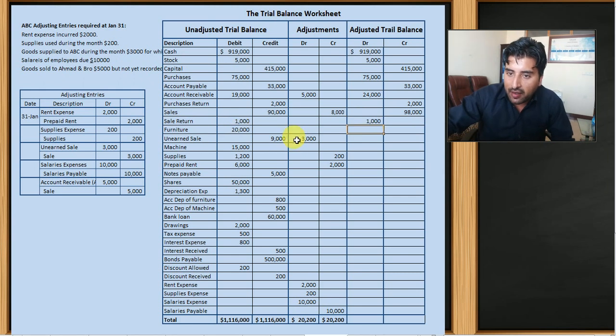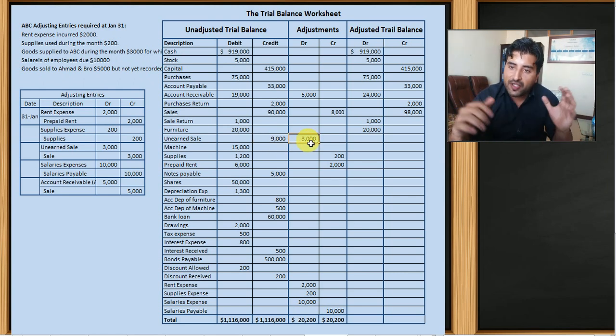Okay, here this is very much important. Furniture is having no adjustments, so just simply move it into the debit side, not into the credit side. So equal sign and click on the furniture. Okay, next we have unearned sale. So we have a credit in the unearned sale and a debit.